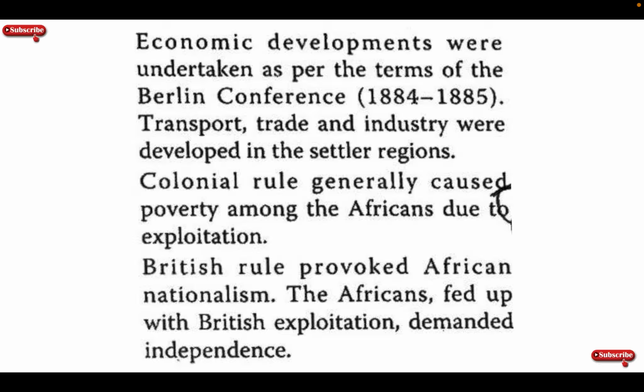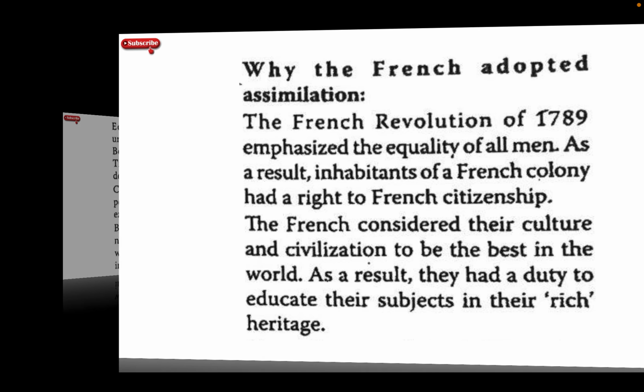Colonial rule generally caused poverty among the Africans due to exploitation. British rule provoked African nationalism. The Africans, fed up with British exploitation, demanded independence.